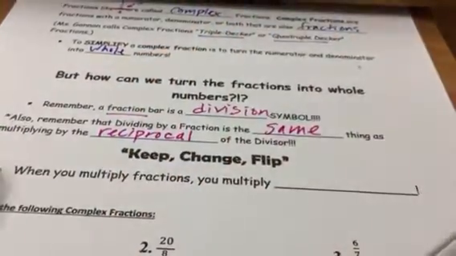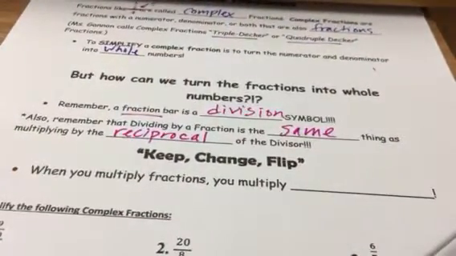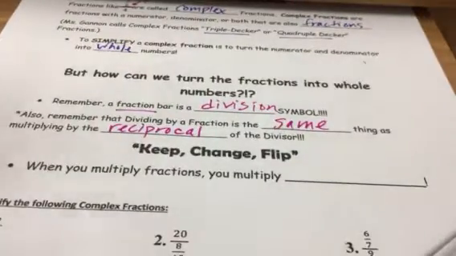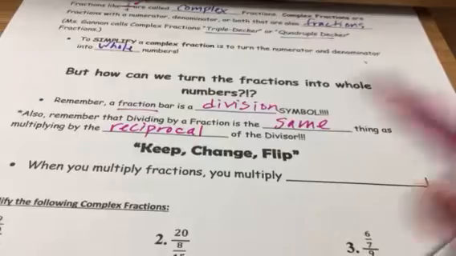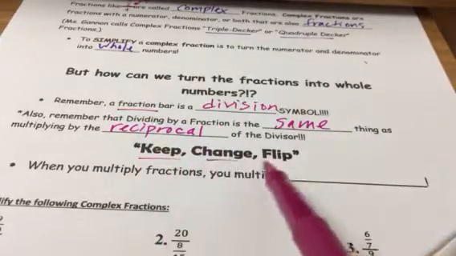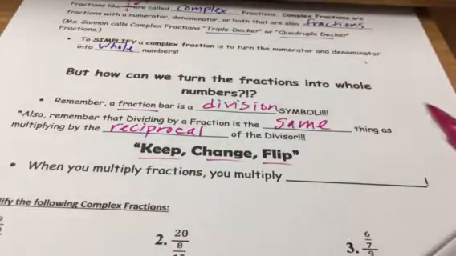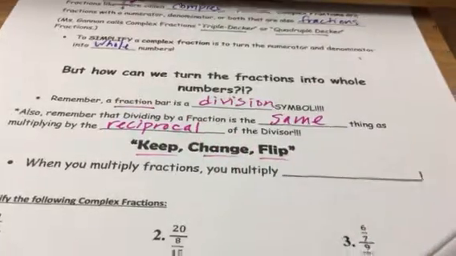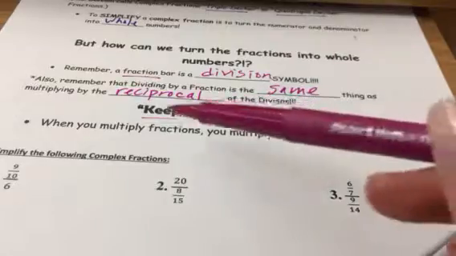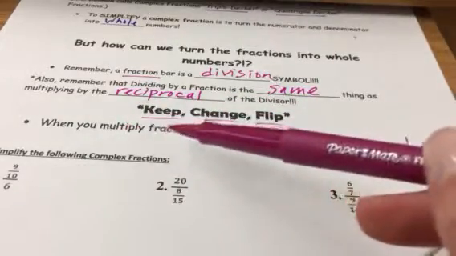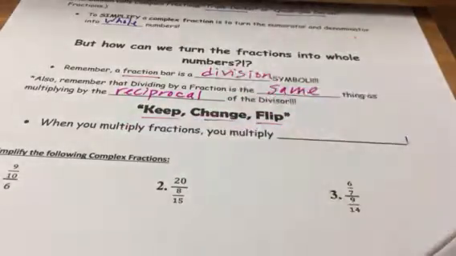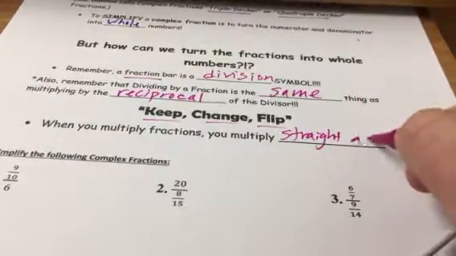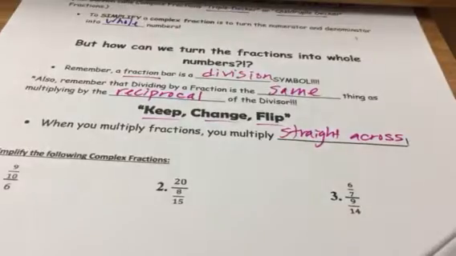Any division problem in the whole wide world can be turned into a multiplication problem by multiplying by the reciprocal of that second number. So if you remember back to our fractions unit, keep, change, flip is what we think in our brains. Reciprocal, refliprocal, if you remember back to that. Once you've turned it into your multiplication problem, you're just going to have a straight up multiplication problem. With fractions, you multiply straight across.